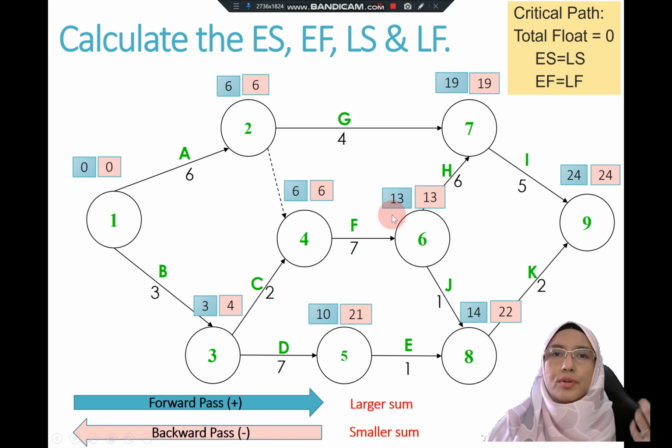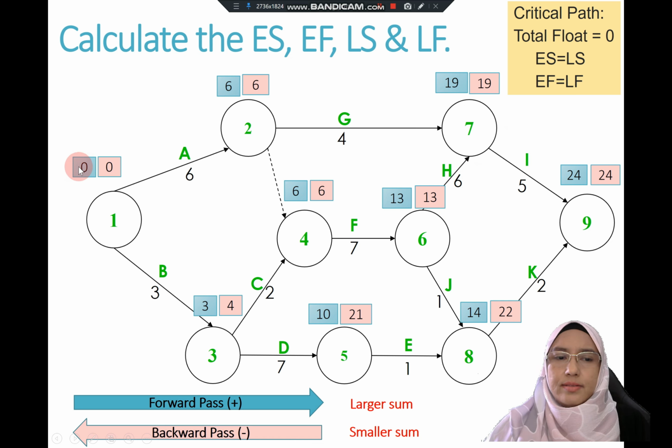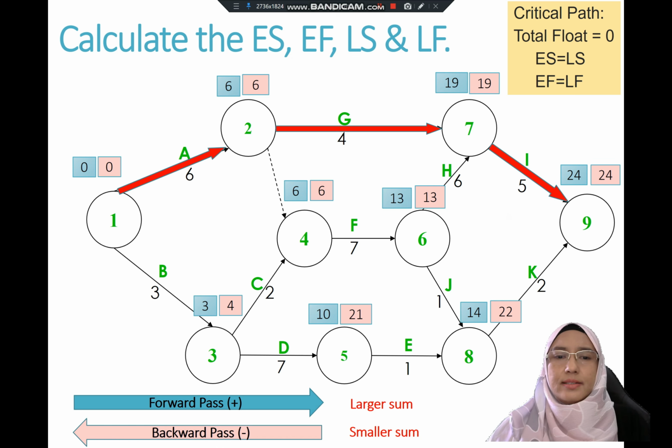So how do you calculate total float? The easiest way is to see whether the early start is the same value as the late start, or the early finish is the same value as the late finish. So in this case, you can see that the early start and late start are the same value. All the same values here are considered as the critical activities. So when you have identified the critical activities, you can identify which are the critical paths.